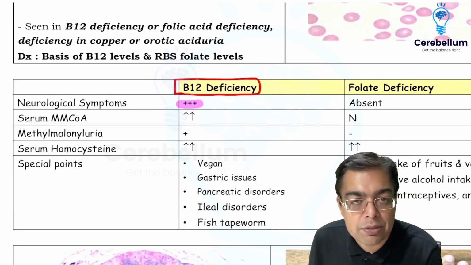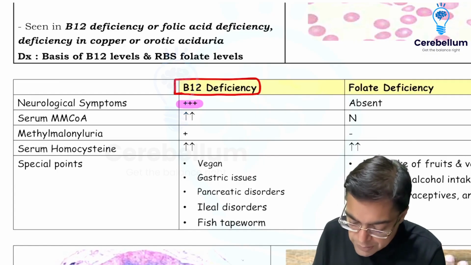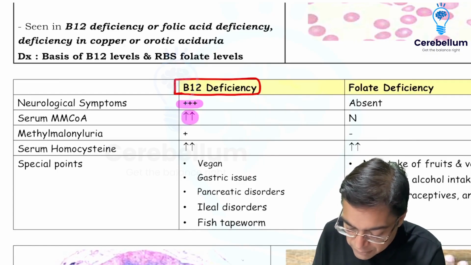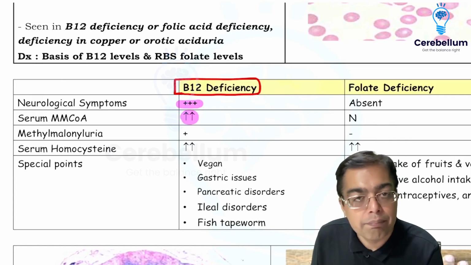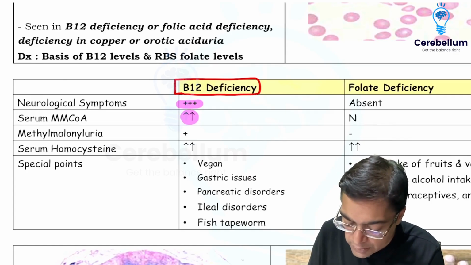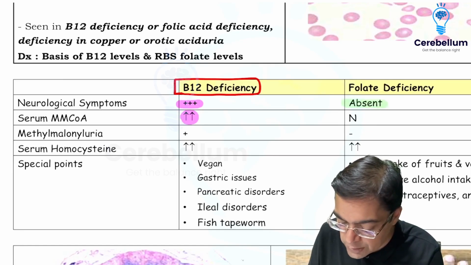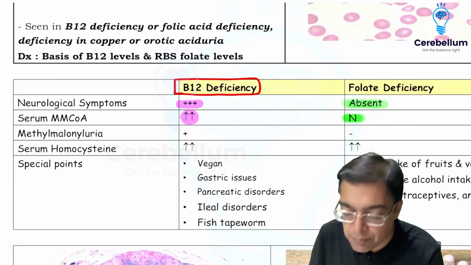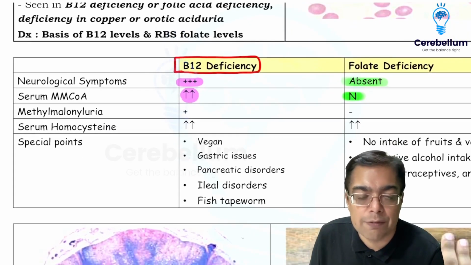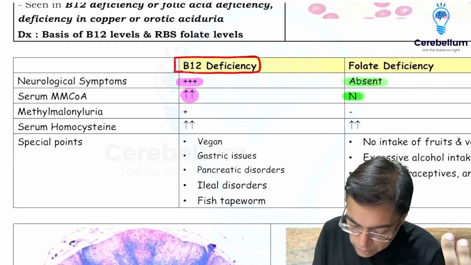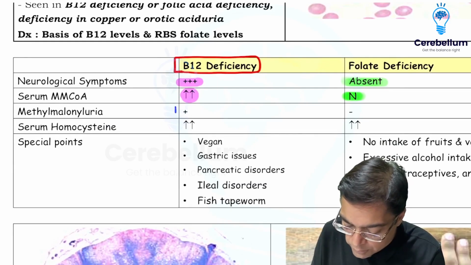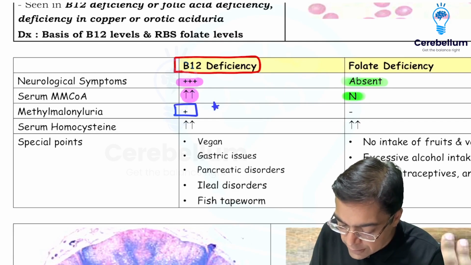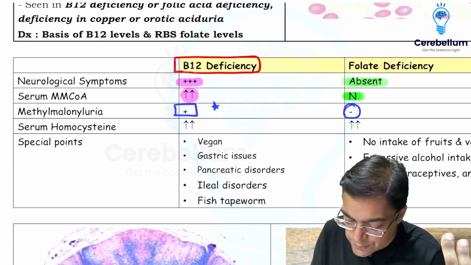Because of certain biochemical reactions which are affected, patients are going to have an increased value of serum methylmalonyl coenzyme. Megaloblastic anemia without any neurological symptoms is a feature of folic acid deficiency. Also remember that the methylmalonyl coenzyme levels remain normal in an individual having folic acid deficiency. Whenever we talk about the presence of methylmalonyl coenzyme in the urine, that can only be seen in a patient having B12 deficiency. It is never seen in a patient having folic acid deficiency.